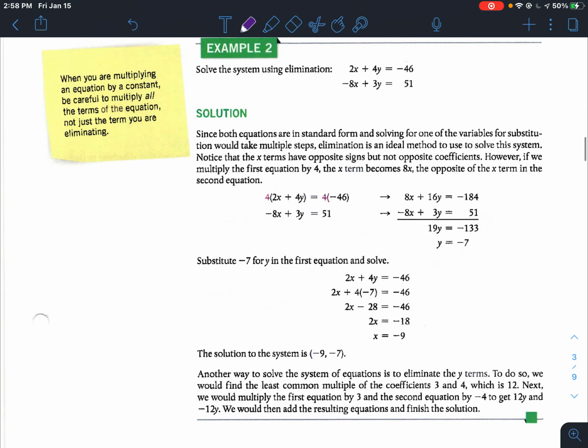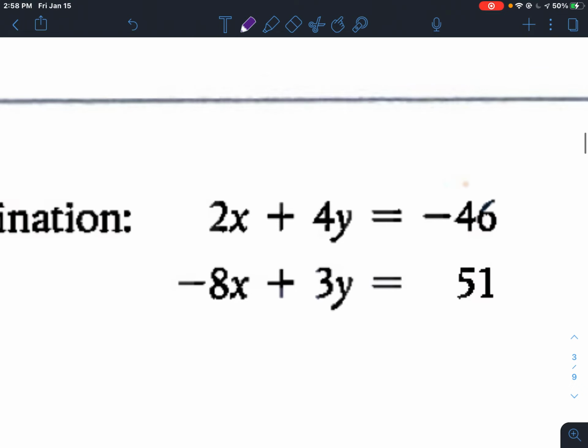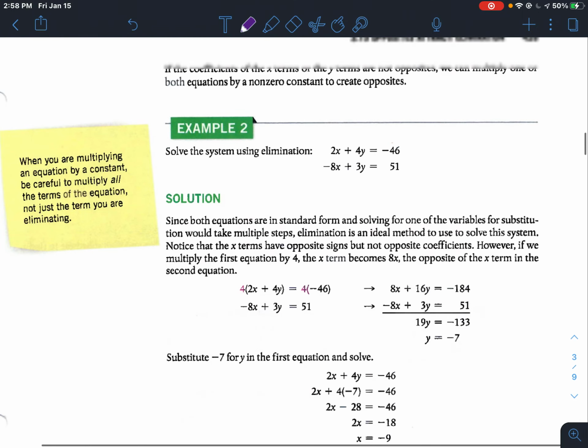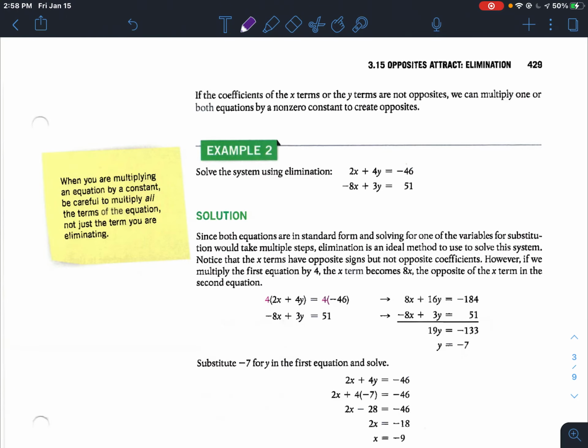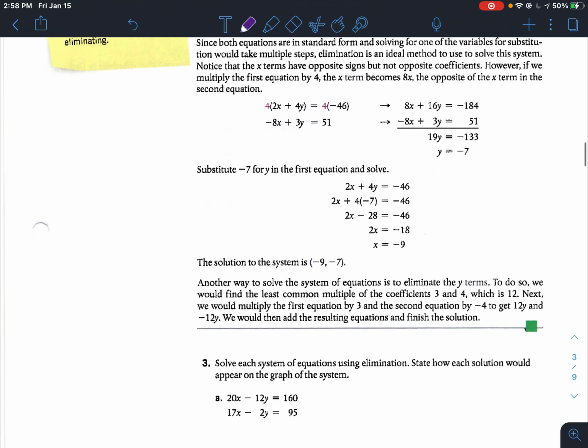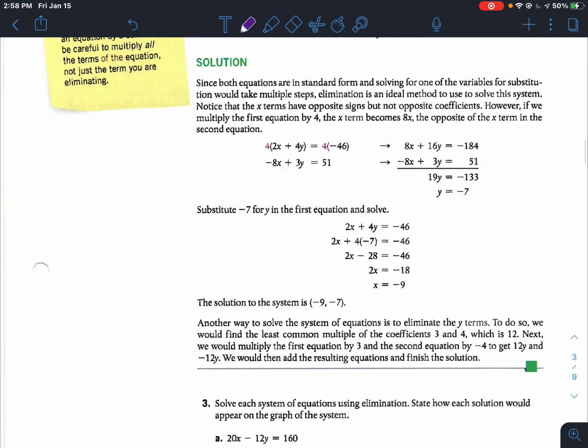Now, sometimes we notice we don't have the same number with opposite signs. I have opposite signs, but not the same number. So I have to manipulate one of the equations so that I do get the same number. So they multiply by 4, in case you missed that.